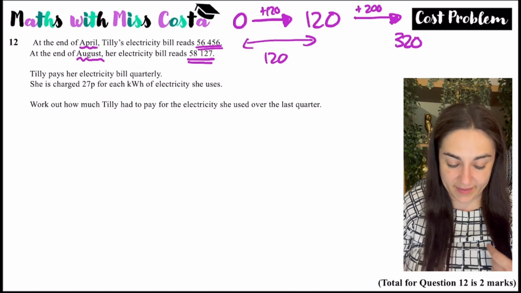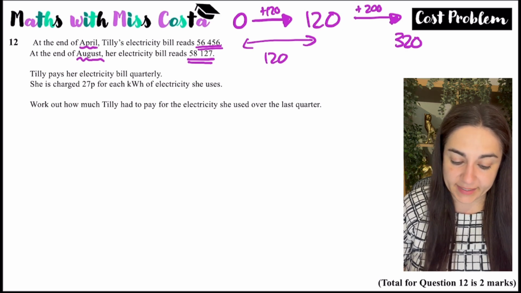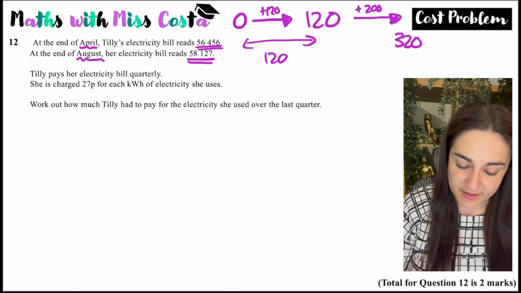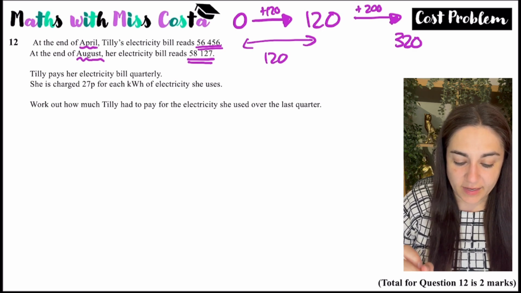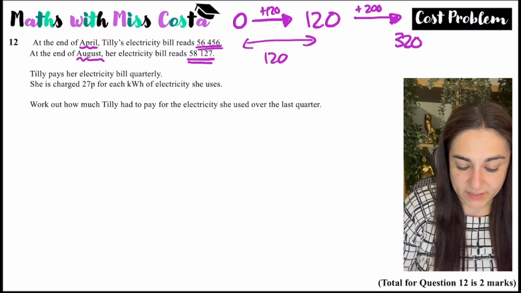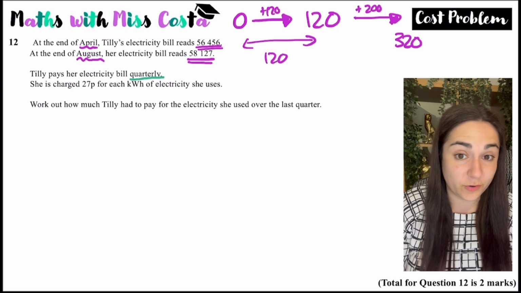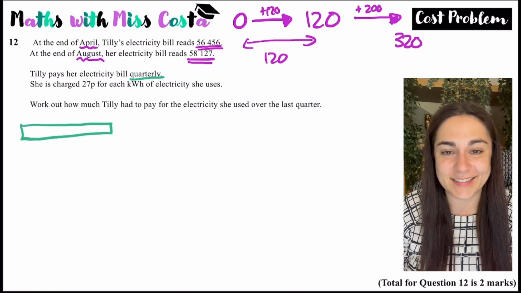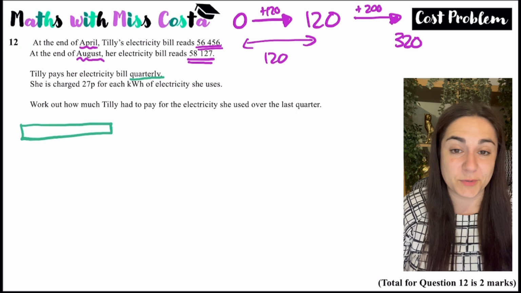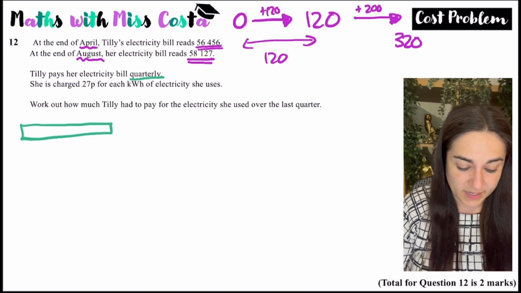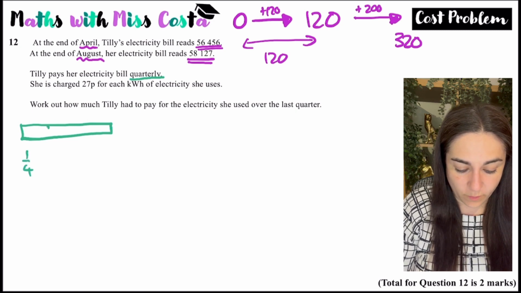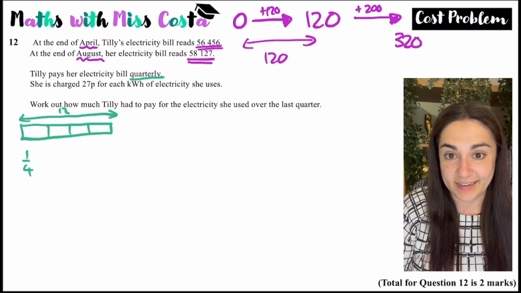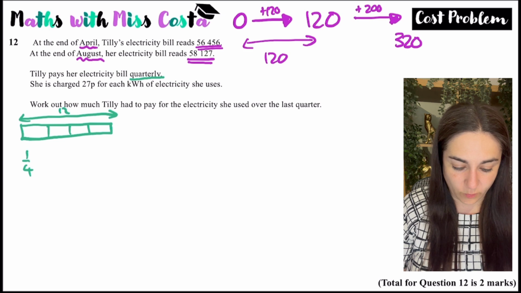So I'm told that at the end of April, Tilly's electricity bill reads 56,456, and at the end of August, it's 58,127. Tilly pays her electric bill quarterly. That's another bit of terminology you might not know. Generally, we've got the year, and in business, and sometimes when talking about the seasons, it's split into 4. So quarterly means splitting the 12 months of the year into 4.